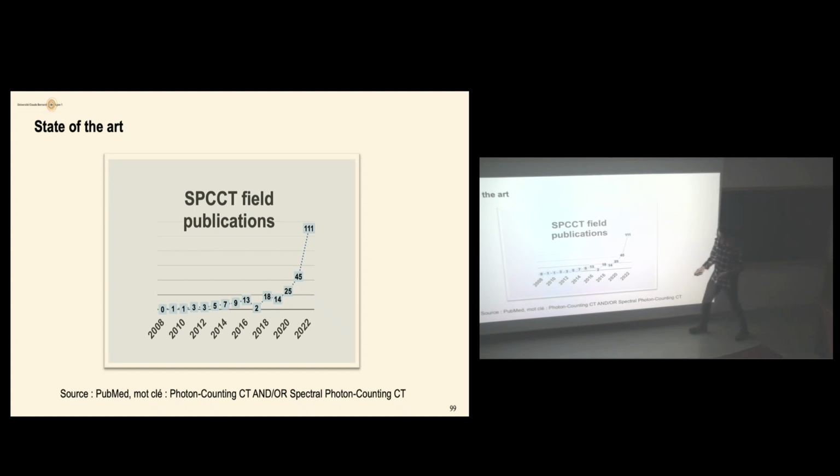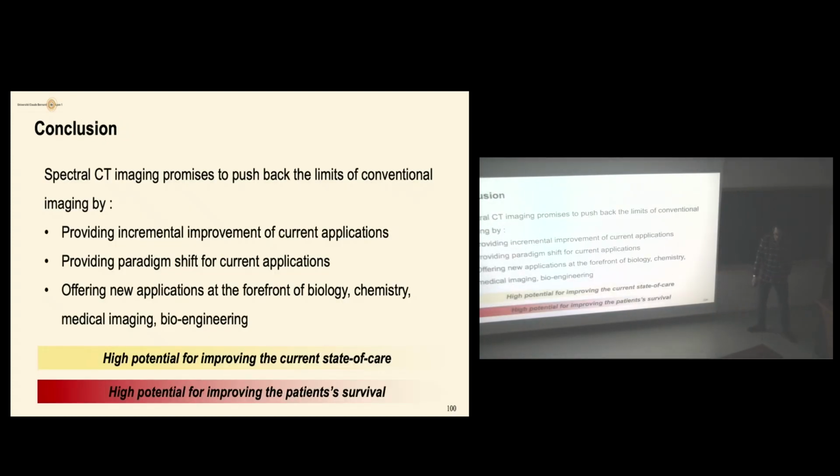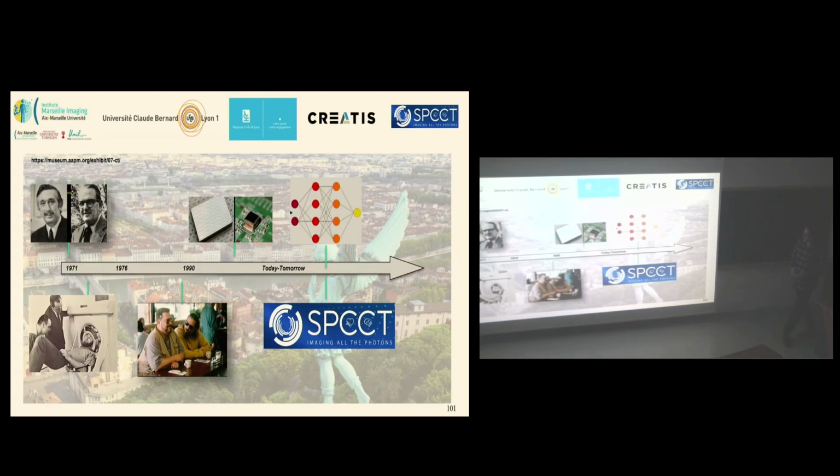In parallel, in the meantime, the publications are usually increasing, and you know why? Because this has high potential for breaking the limits of conventional imaging. You're providing not an incremental but a paradigm shift, offering new applications in biology, chemistry, and so on. High potential, and at the end, you want to save lives. Thank you for your attention.